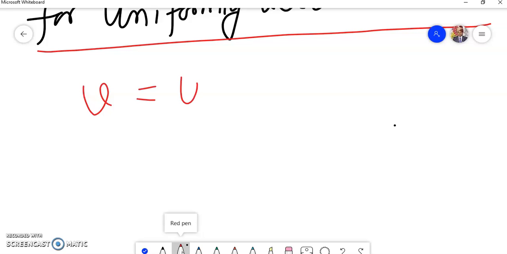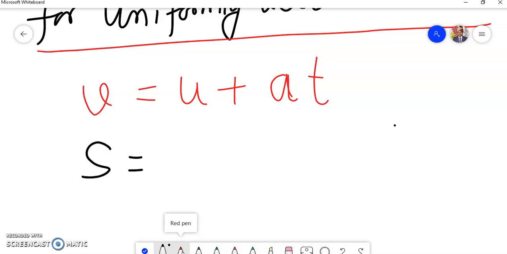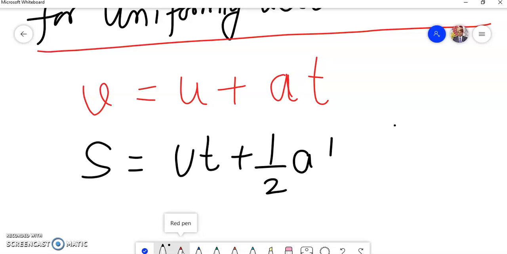These equations are v is equal to u plus at, where v is the final speed, u is the initial velocity, a is the acceleration. We are talking about this only. That means the acceleration is uniform, and t is the time period. We have next equation as s is equal to ut plus half at square. Please note that this s is displacement.